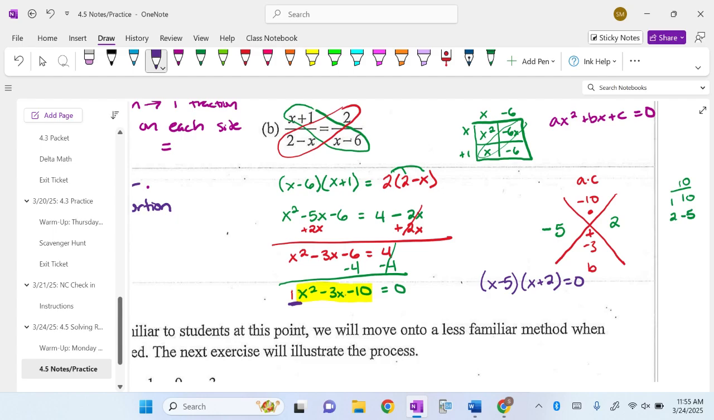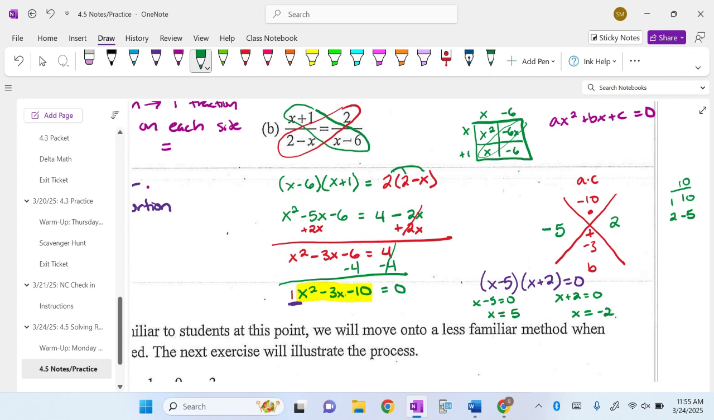Now, how do I finish it up? You said both of them equal to 0, solve the two mini equations. So x minus 5 is equal to 0, x plus 2 is equal to 0. So if I do a quick solve, x is equal to 5, x is equal to negative 2.